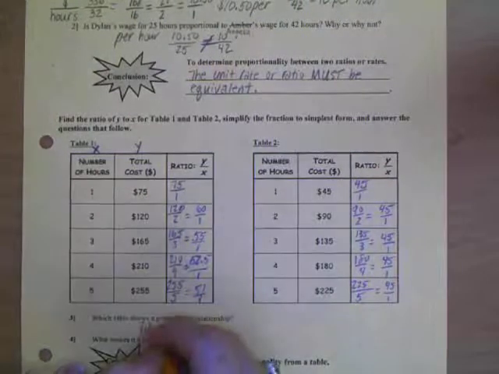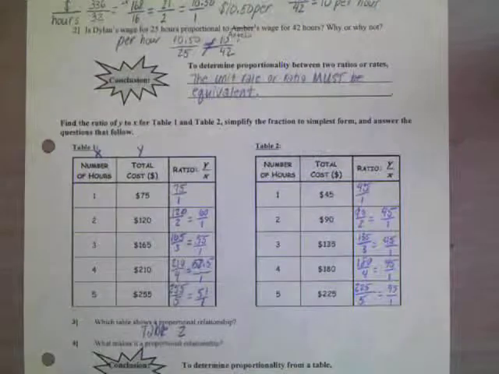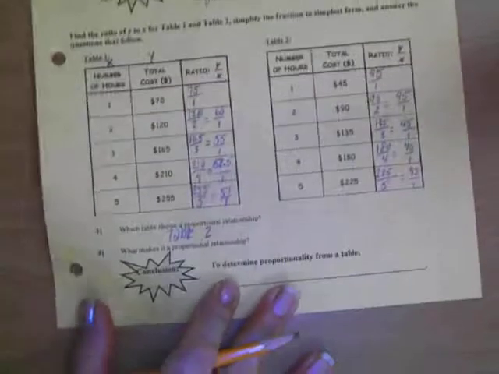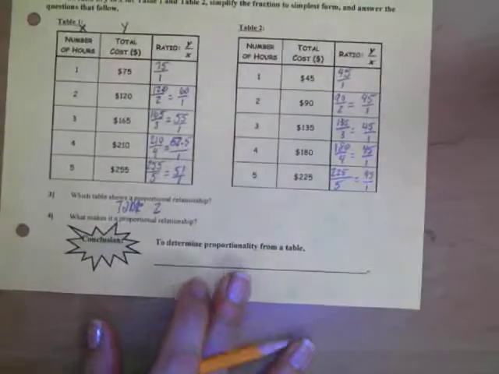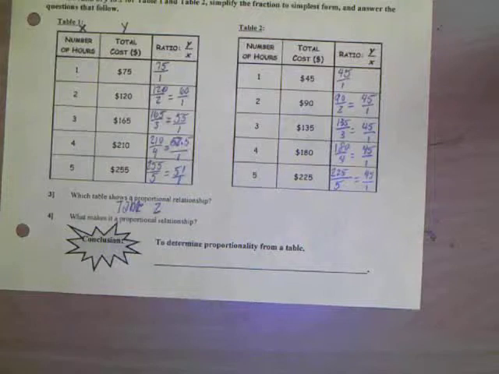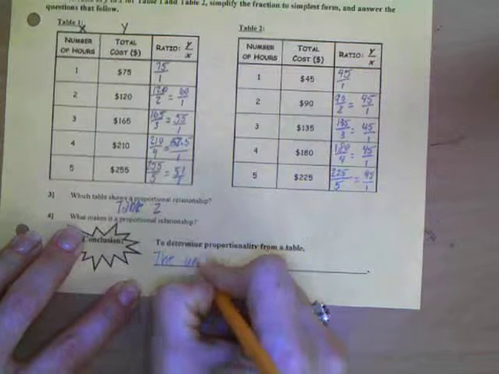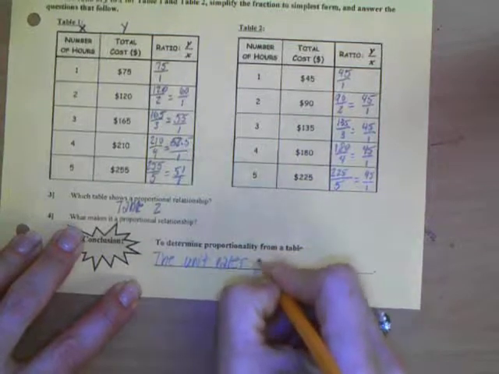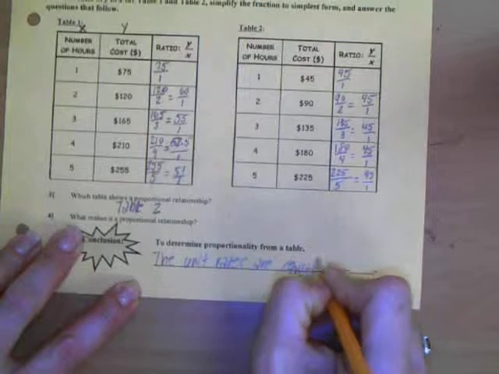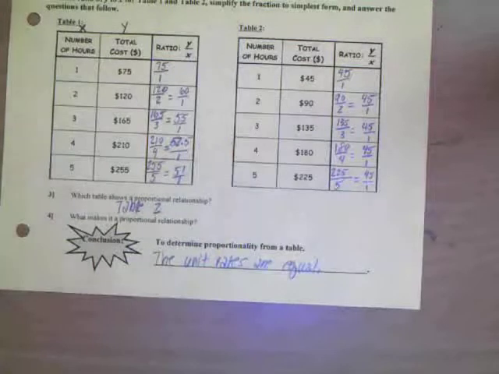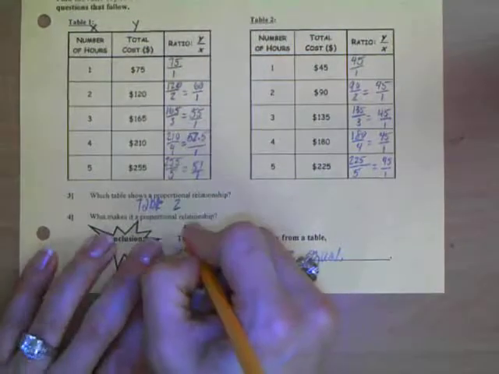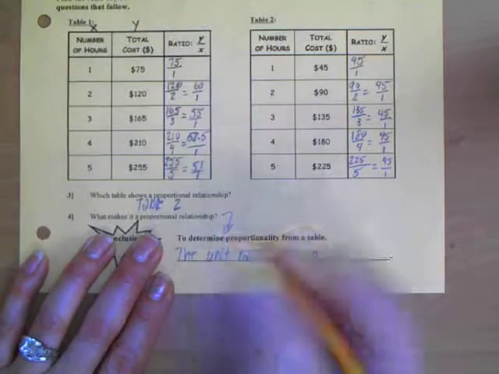All right. So which one do you think is the proportional relationship? Table 2. What do you think makes it a proportional relationship? The unit rates are all equal. The unit rates are equal. What about number 4? What makes it a proportional relationship? That's actually this one right here. Same thing.